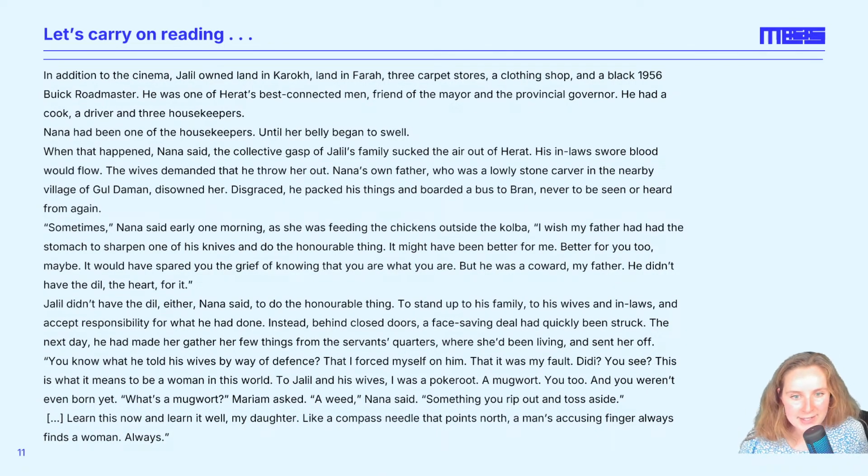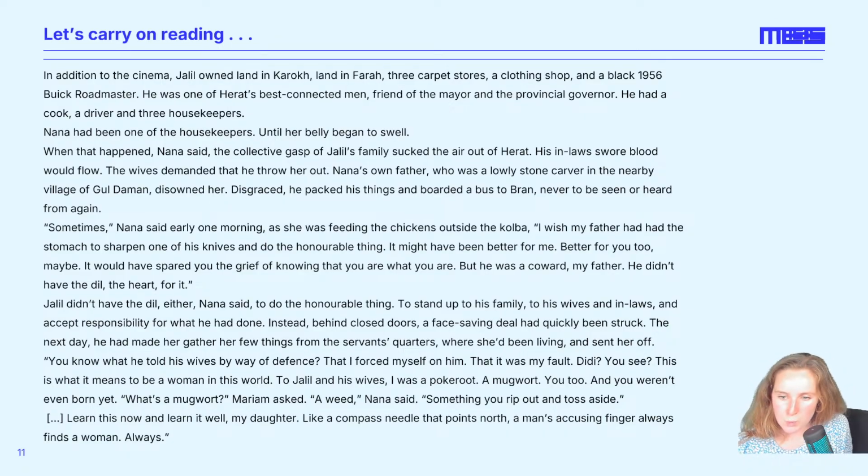So, in addition to the cinema, Jalil owned land in Karok, land in Farah, 3 carpet stores, a clothing shop, and a black 1956 Buick Roadmaster. He was one of Herat's best connected men, friend of the mayor and the provincial governor. He had a cook, a driver, and 3 housekeepers. Nana had been one of those housekeepers, until her belly began to swell. When that happened, Nana said, the collective gasp of Jalil's family sucked the air out of Herat.